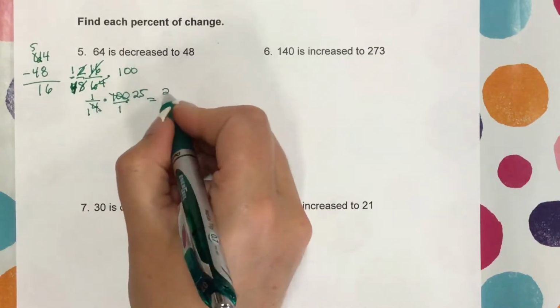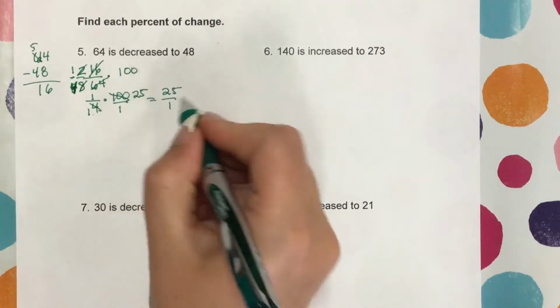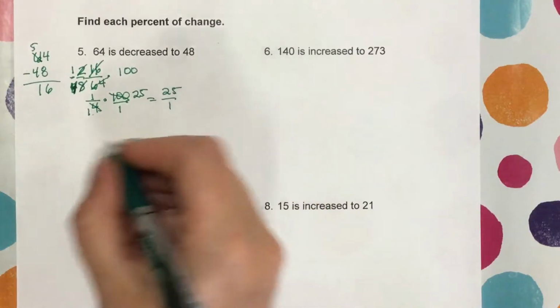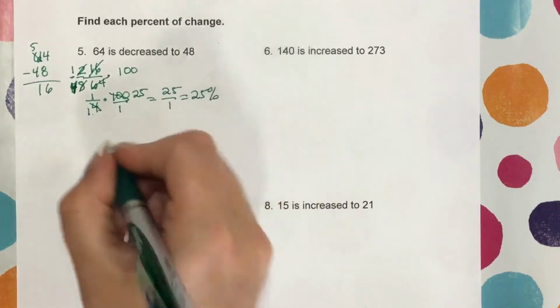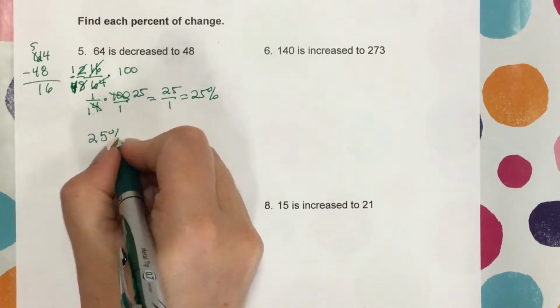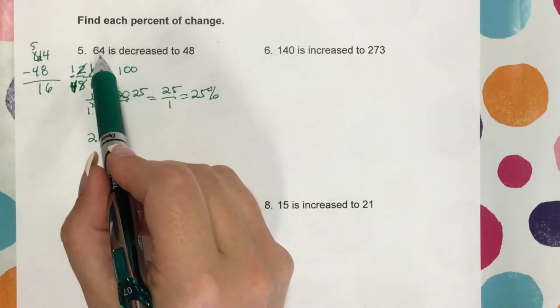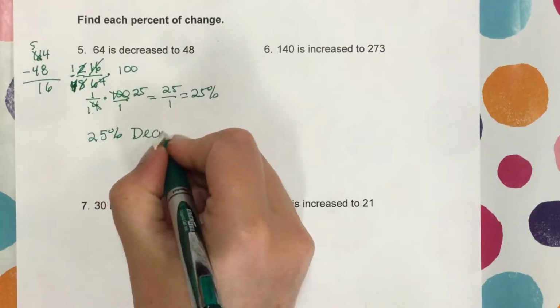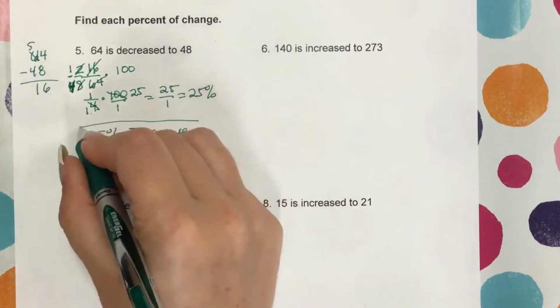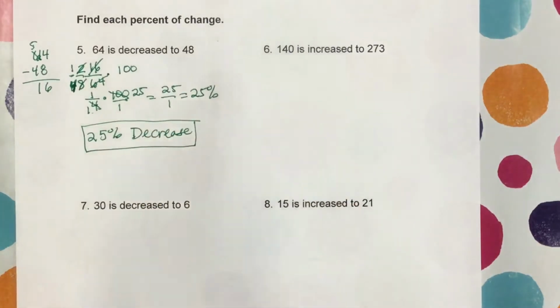1 times 25 is 25. 1 times 1 is 1. I have 25 over 1, and whatever I get here, that's 25. I just put a percent on the end. So 25%, and 64 is getting smaller, so we know it's a decrease. A 25% decrease. That's what is represented in this problem.